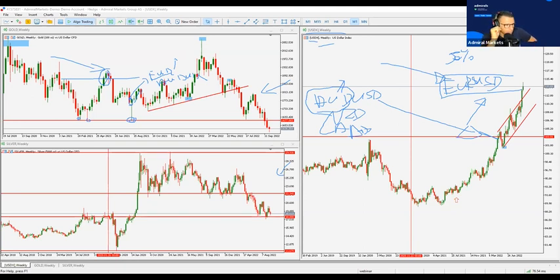Can we use CRB index for gold? Sorry, John, CRB index. Not familiar with that, mate.